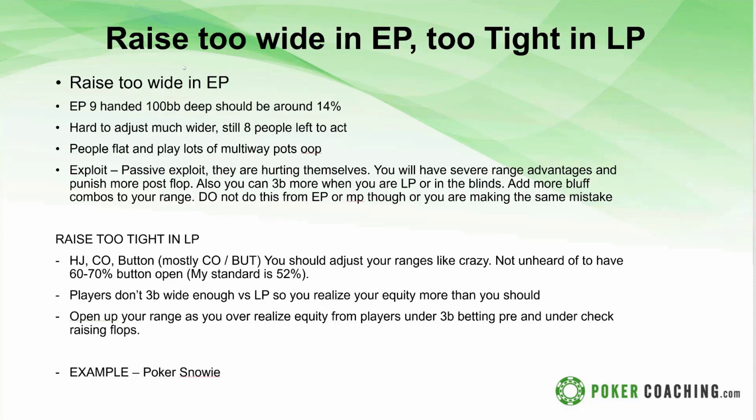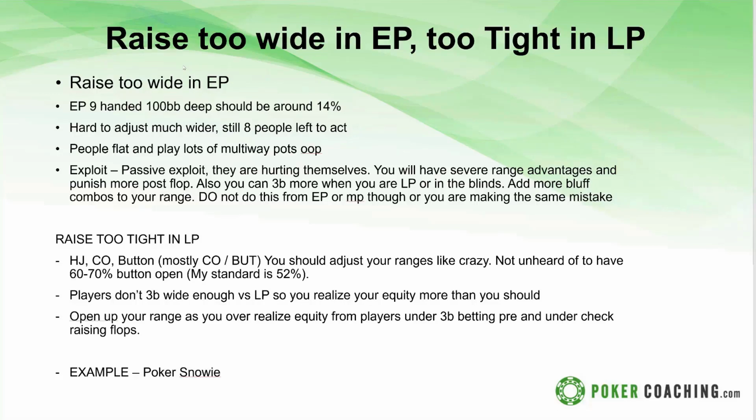First, let's talk about raising too wide in early position and too tight in late position. These are very, very common mistakes that I see everyone making. They raise way too wide in early position and way too tight in late position. So first, raising too wide in early position. EP, early position, 9-handed with 100 big blinds deep. You should be raising probably about 14% with antes.